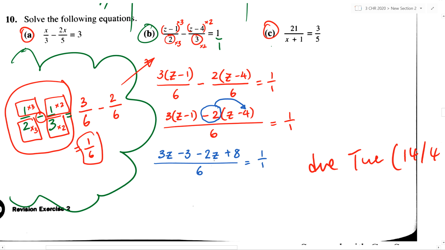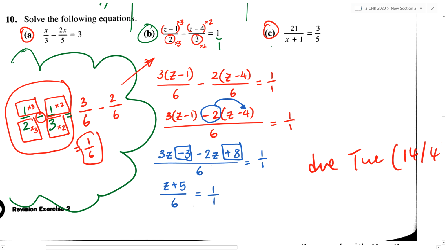We can continue to simplify further. 3z minus 2z. If you have 3 apples, you take away 2 apples, you are left with only 1. So you can write z. Take note that we do not write 1z. We just write z to indicate that it is just one of it. Okay, we have taken care of the z. Now we have minus 3 plus 8. Minus 3 plus 8 is the same as 8 minus 3, which is plus 5. You can use your calculator for that also. So this is over 6, and this is 1 over 1.